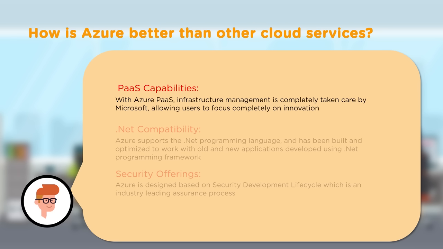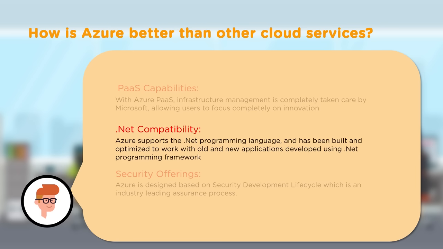So he started with explaining the platform as a service capabilities. And I'm going to tell you what the CEO told his IT person. In platform as a service, the infrastructure management is completely taken care of by Microsoft, allowing users to focus completely on the innovation. No more infrastructure management responsibilities. Go and focus on innovation. That's a fancy way of saying it. When we buy platform as a service, that's what we get. We can contribute our time on innovation and not just maintaining the infrastructure.